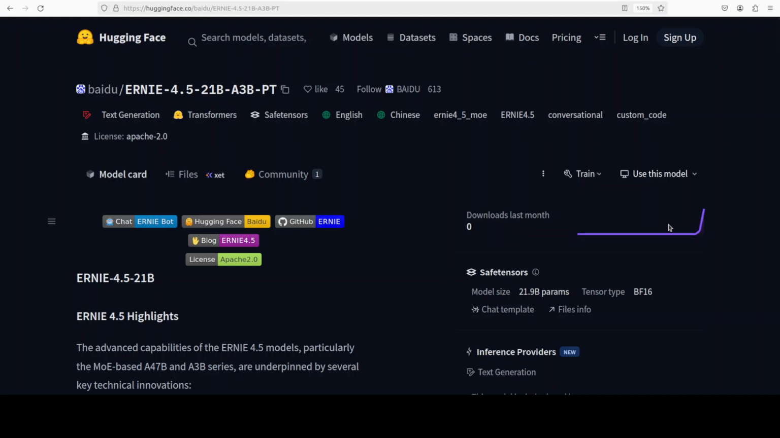If you look at this model, this is part of ERNIE 4.5, which is Baidu's latest family of large-scale multimodal models designed to rival or surpass global state-of-the-art models in both language and vision tasks. The lineup includes dense and mixture of expert models with up to 424 billion total parameters and 47 billion active ones. But we are going to go with this 21 billion, which is again a mixture of expert model. And it's a heterogeneous mixture of expert architecture, which I will be talking further down the road in the video. But for now, let's get it installed.